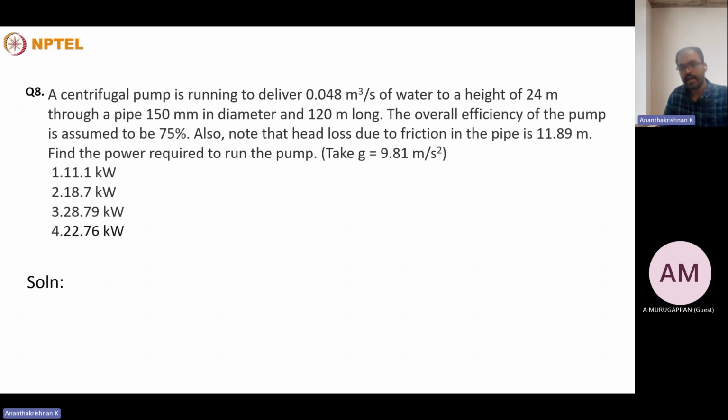But we need to consider the heads across different points in the line, between the suction line as well as the delivery line. The centrifugal pump is running to deliver 0.048 meter cube per second of water to a height of 24 meter through a pipe 150 mm in diameter and 120 meter long. The overall efficiency of the pump is assumed to be 75%. Also note that head loss due to friction in the pipe is 11.89 meters. Find the power required to run the pump.